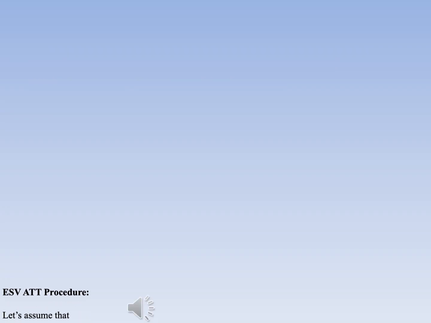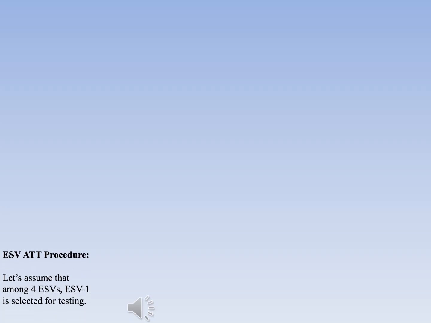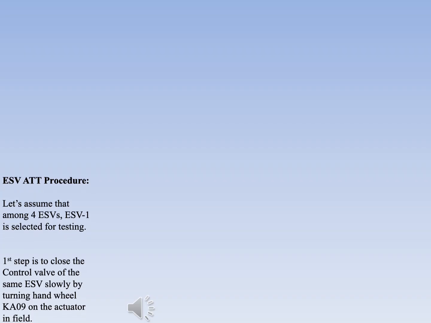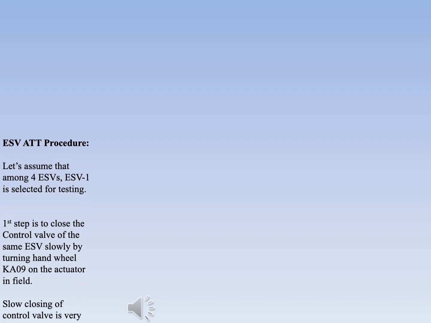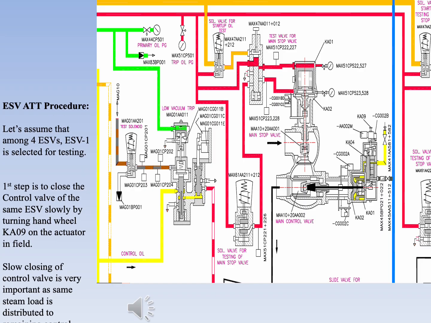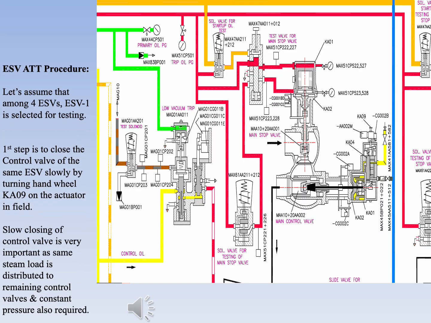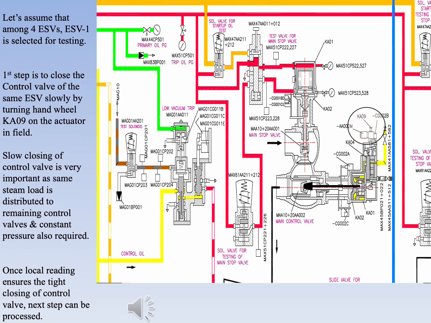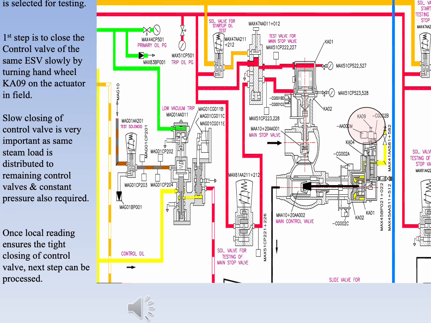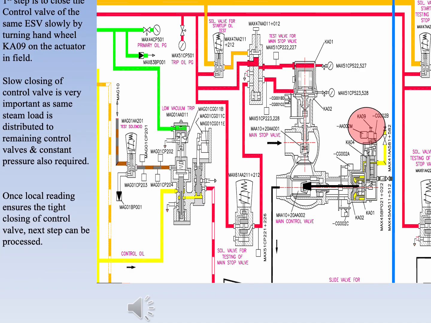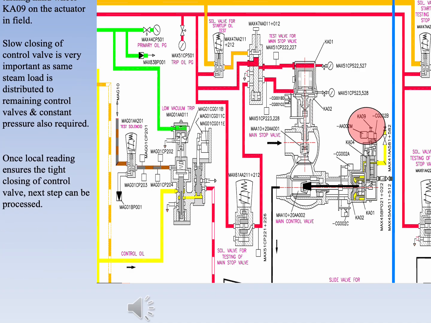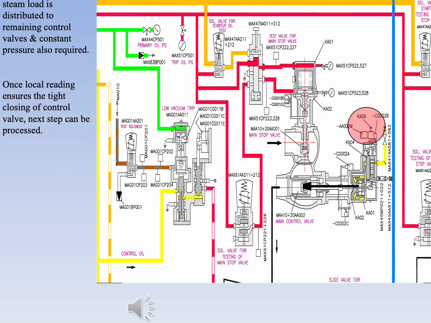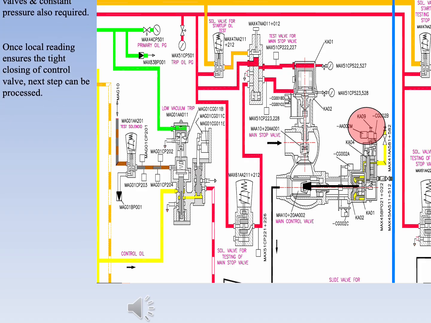ESV-ATT procedure. Let's assume that among 4 ESVs, ESV1 is selected for testing. First step is to close the control valve of the same ESV slowly by turning handwheel KA09 on the actuator in the field. Slow closing of the control valve is very important, as the same steam load is distributed to the remaining control valves and constant pressure is also required. Once local reading ensures the tight closing of the control valve, the next step can be processed.